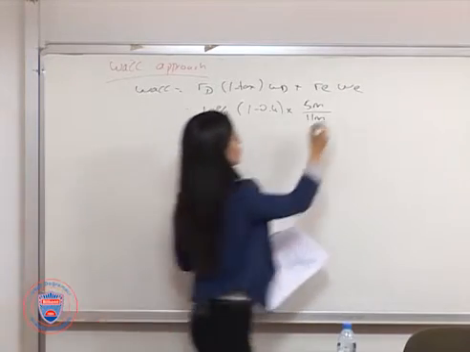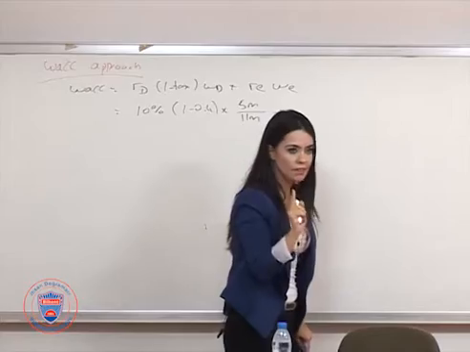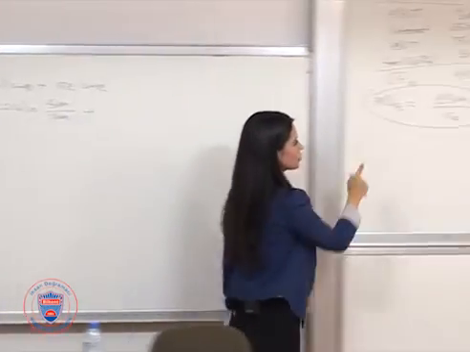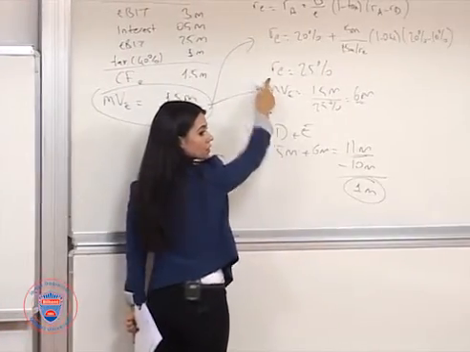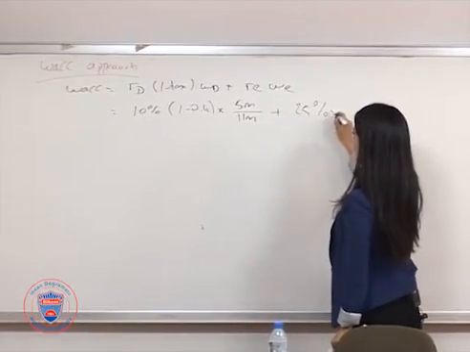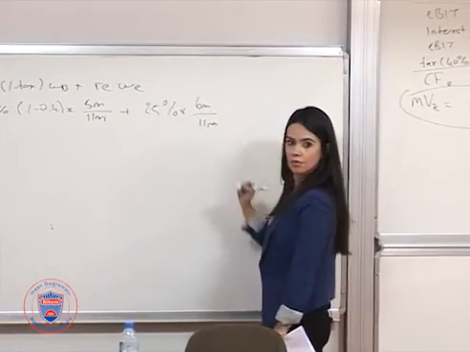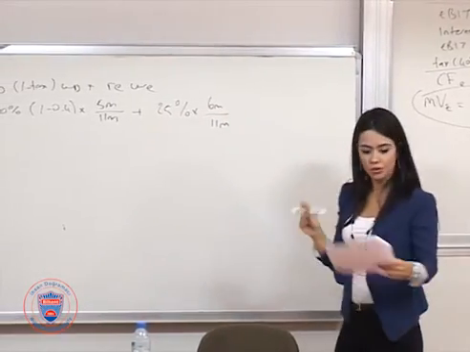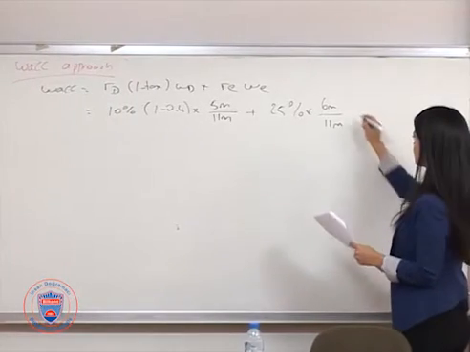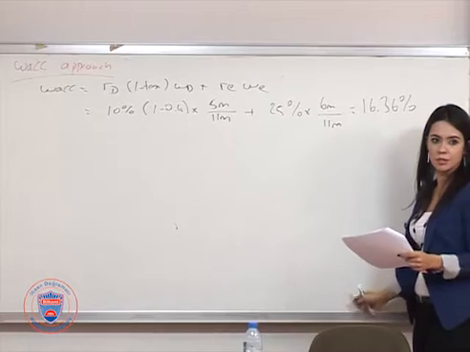Okay. And then cost of equity. Again, I'm not using 20% because now I have debt. But I'm using that 25% cost of equity, which I already calculated. So it's going to be 25%. Weight of equity will be equal to 6 million over 11 million. So from here, you can find the WACC, which is equal to 16.36%.